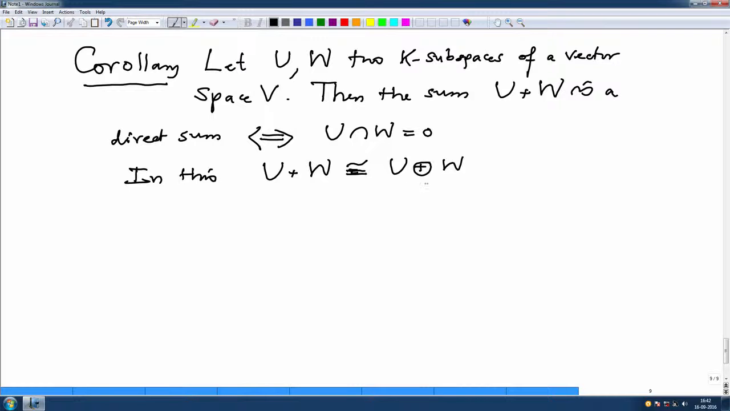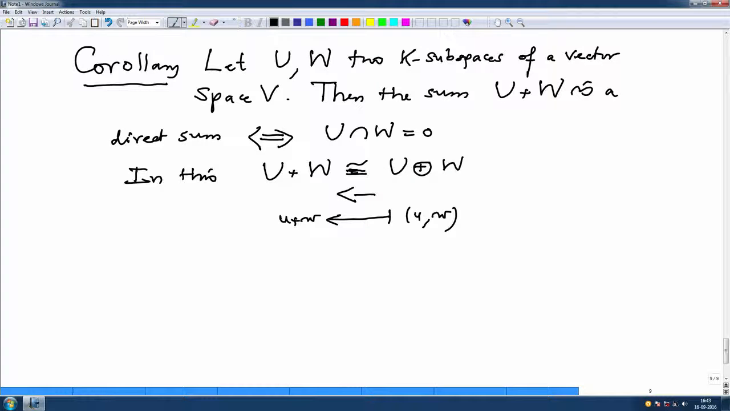The map we have defined in this direction, U comma W is mapped to U plus W, is clearly surjective and this condition means it is injective. And because of this, the dimension of U plus W is the dimension of U direct sum W, which is then dimension U plus dimension W.